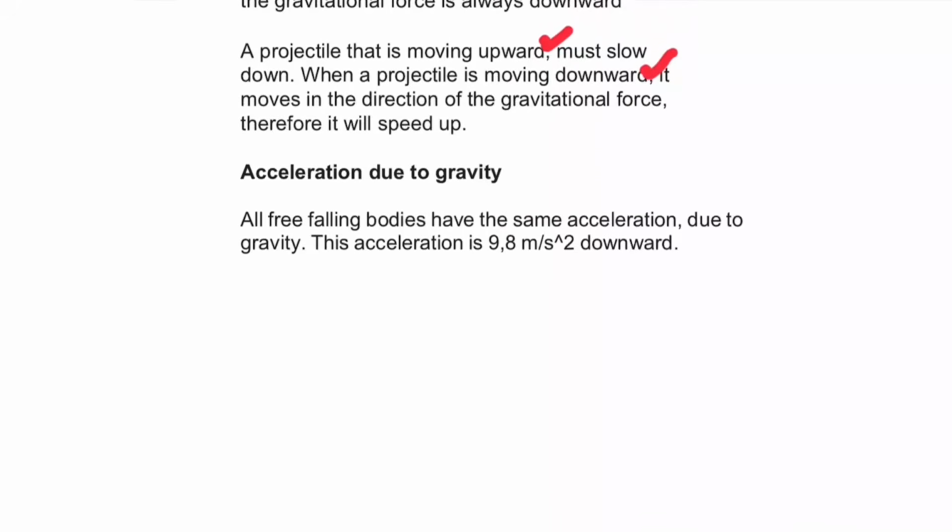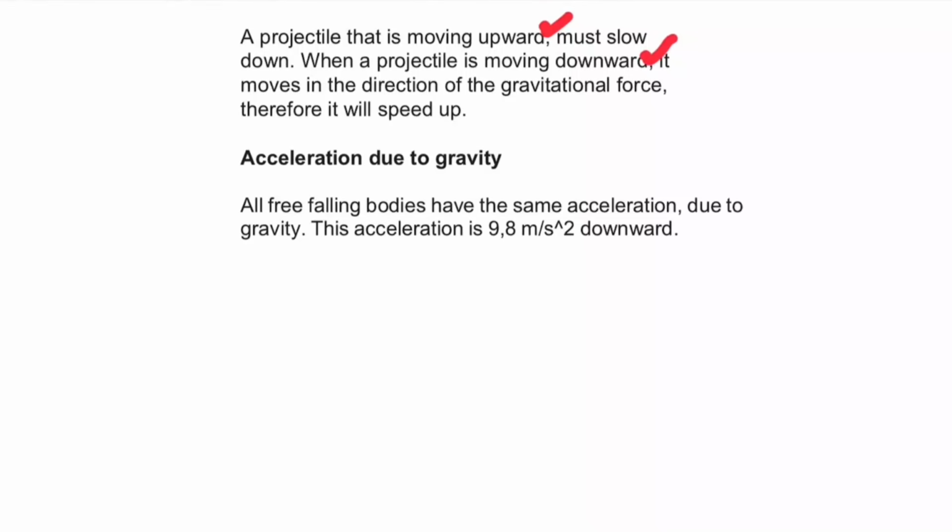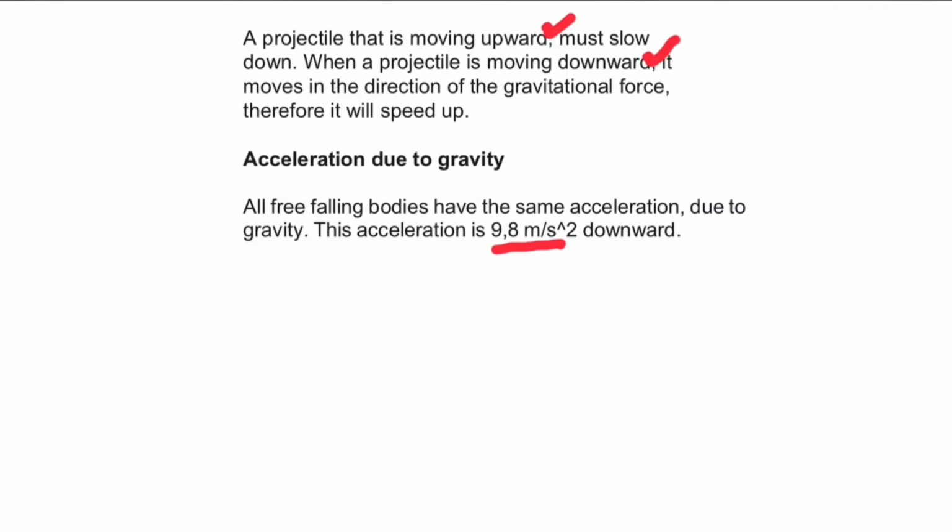The acceleration due to gravity is a constant. All free falling objects have the same acceleration due to gravity. The acceleration is 9.8 meters per second squared downwards. Let's go back to the simulation and see how that will look.